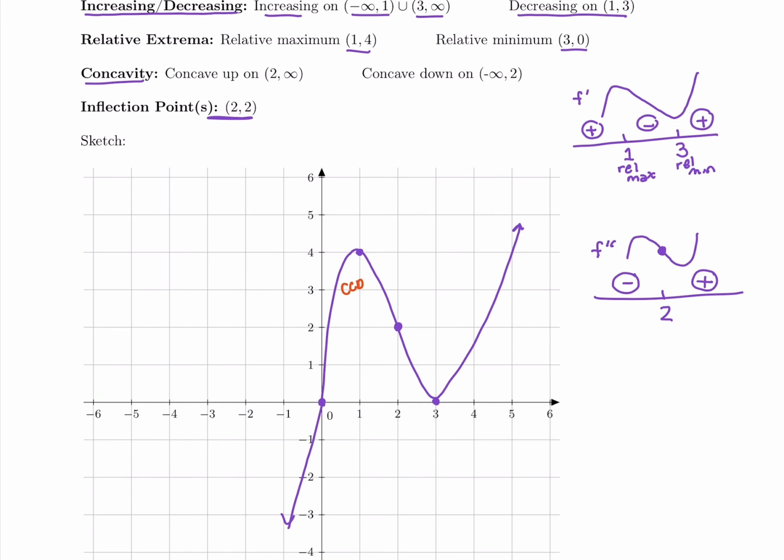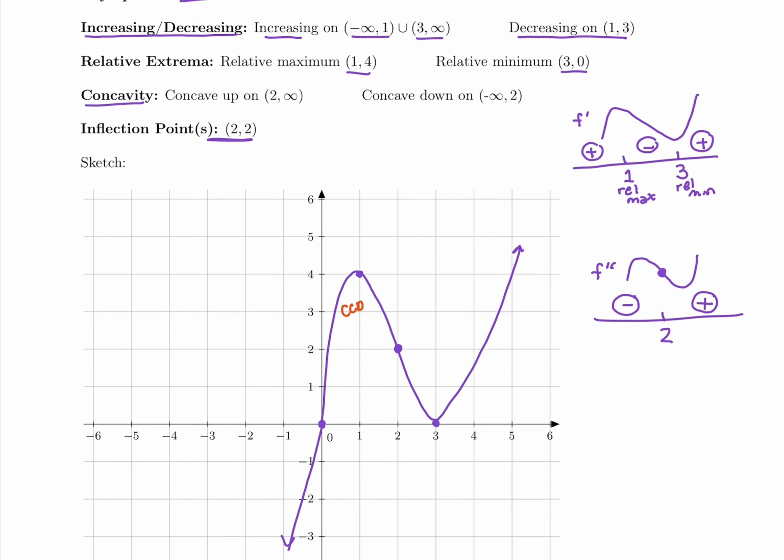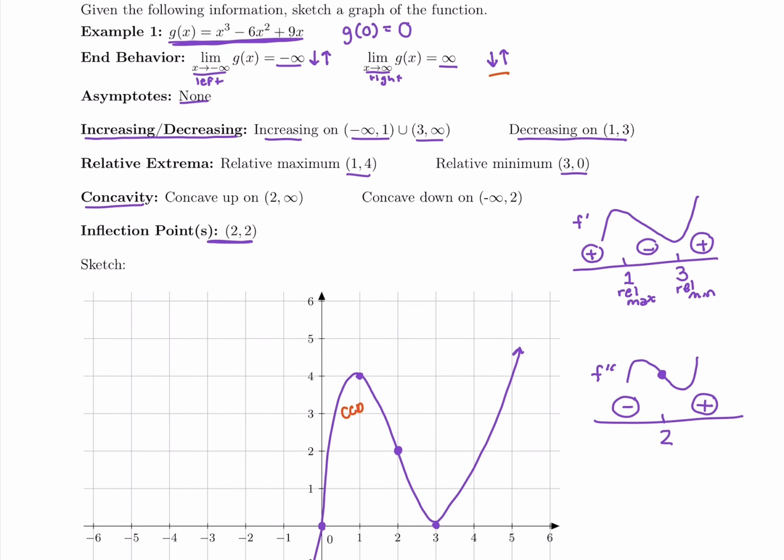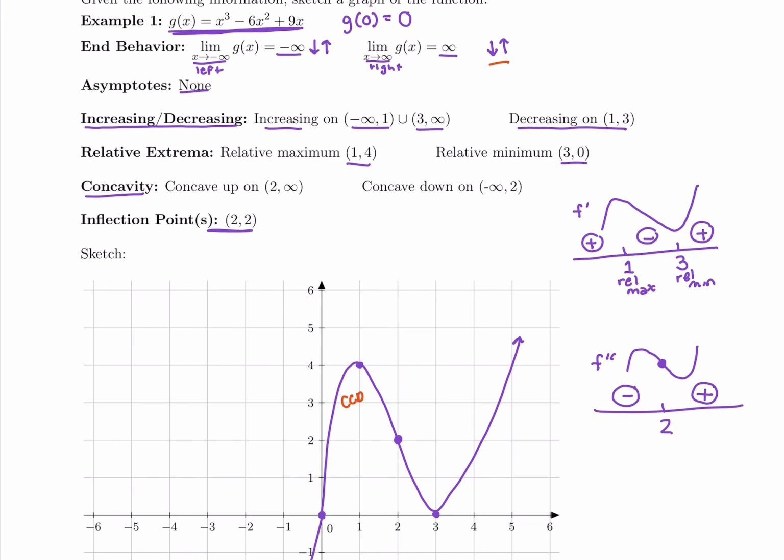So there's a pretty accurate sketch of the graph. And again, I'd just pick more points to plot if I wanted it to be even more accurate.